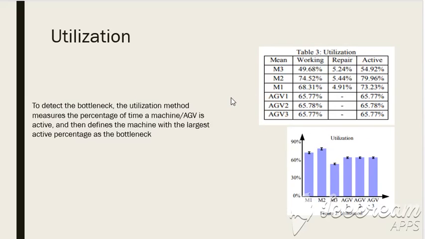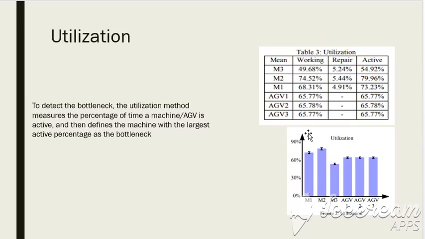Next is utilization. To detect the bottleneck, the utilization method measures the percentage of time the machines and AGVs are active, and then defines the machine with the largest active percentage as the bottleneck. Table 3 contains the mean working plus repair and active. In the graph you can see that M2 has the highest utilization.